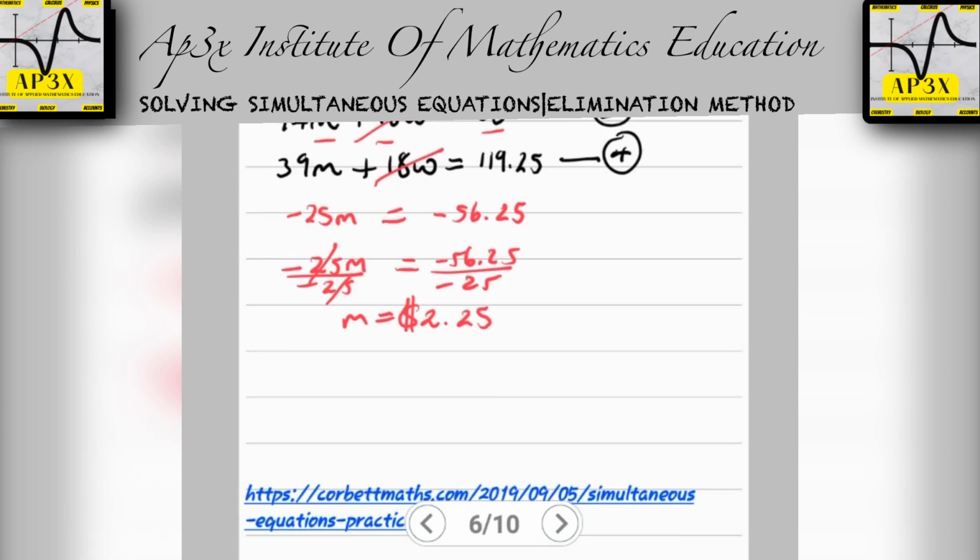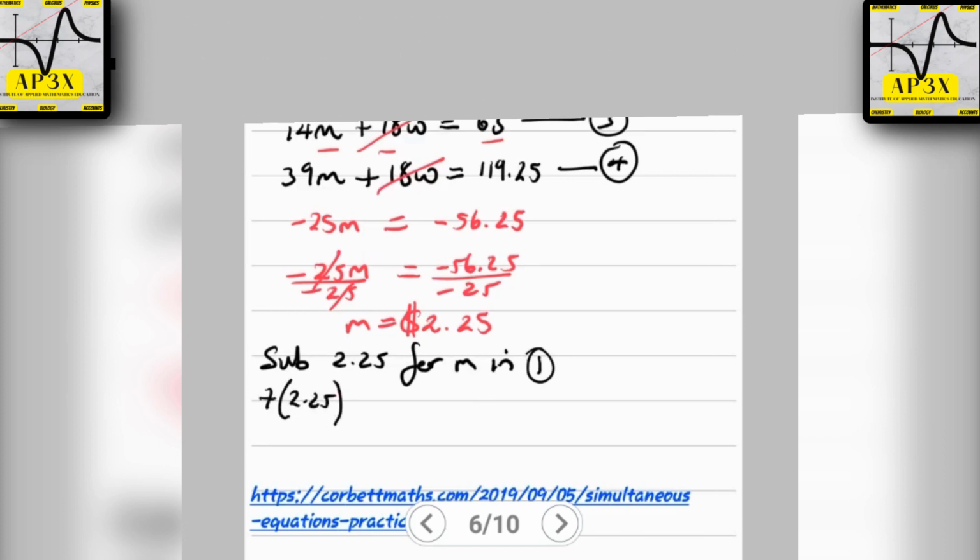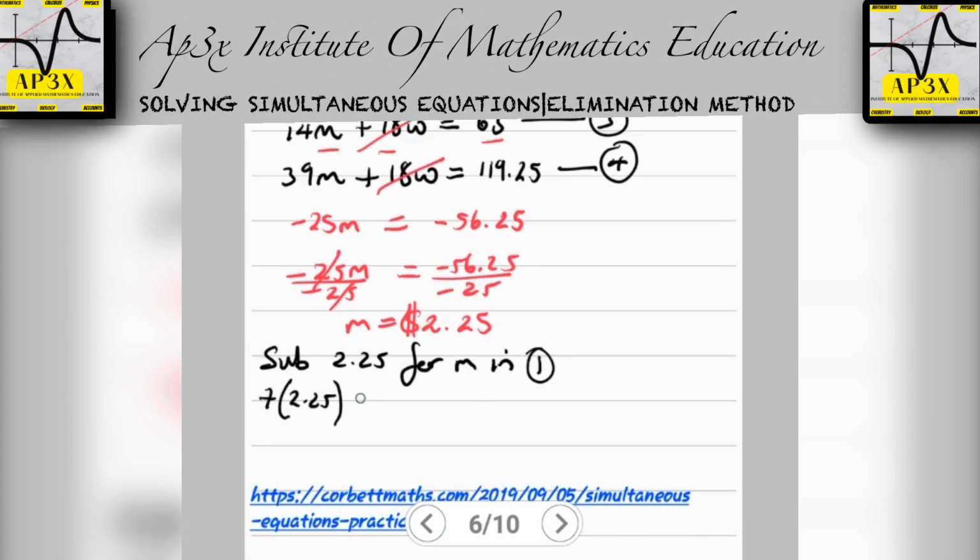Now we can go ahead then and do a substitution. So we're going to sub 2.25 for m in the equation of my choice. I'm going to tend to use the smallest one, which is in this case here, equation 1. So I'm going to substitute 2.25 for m. So that's going to be 7 multiplied by 2.25 plus 9w equal 31.50.